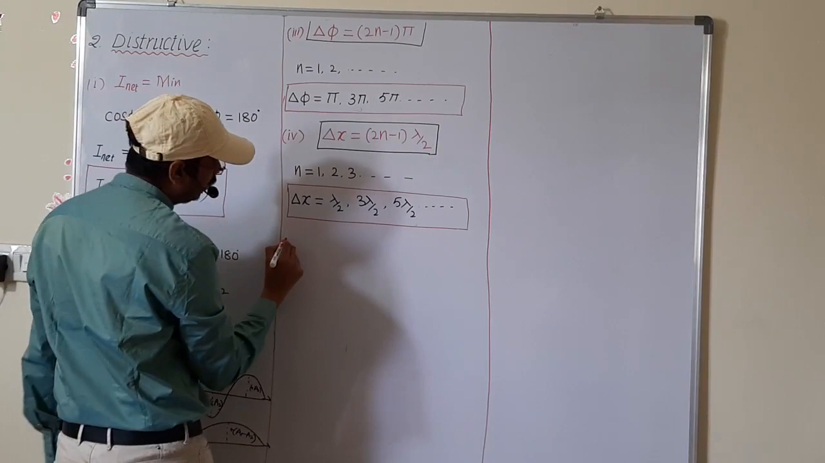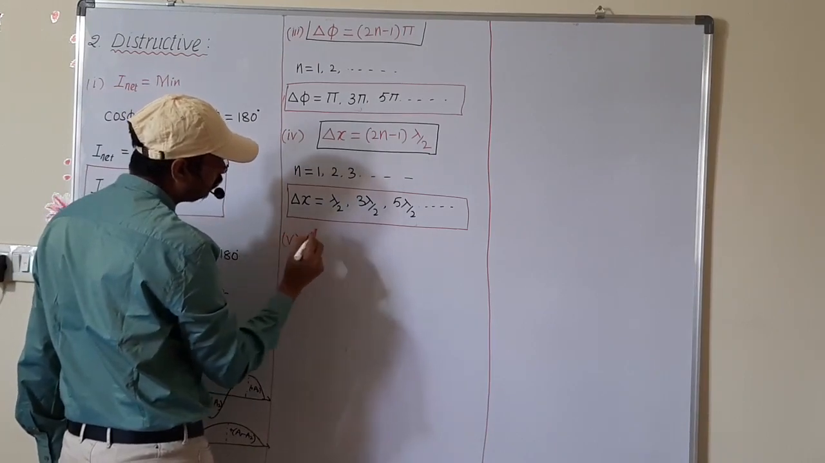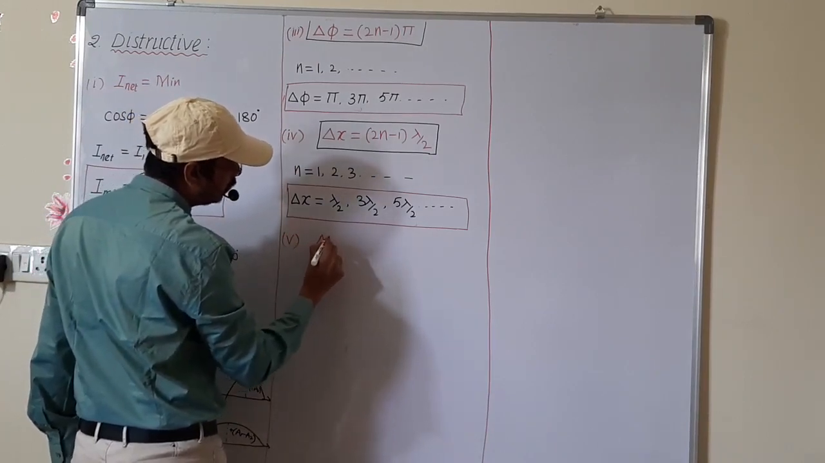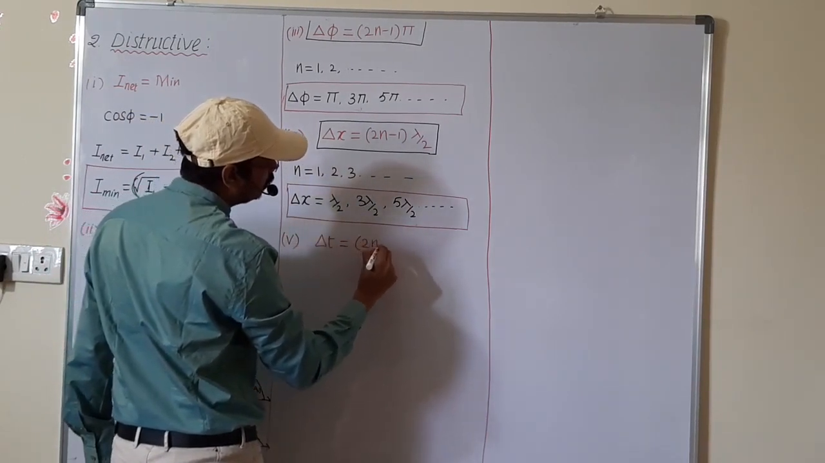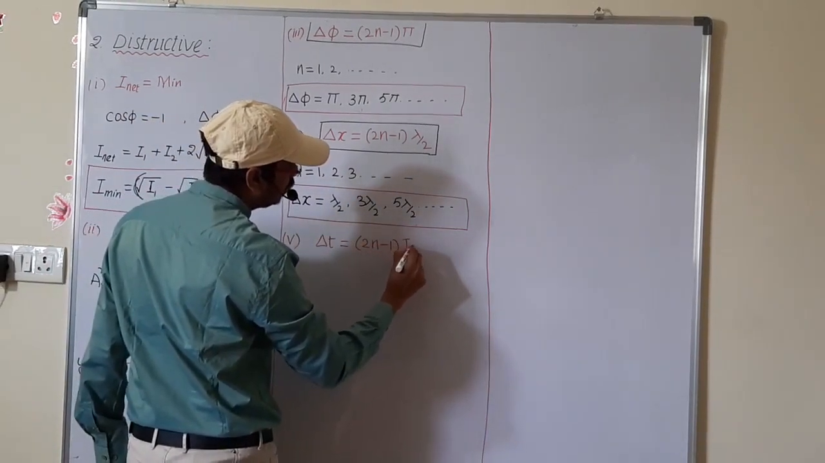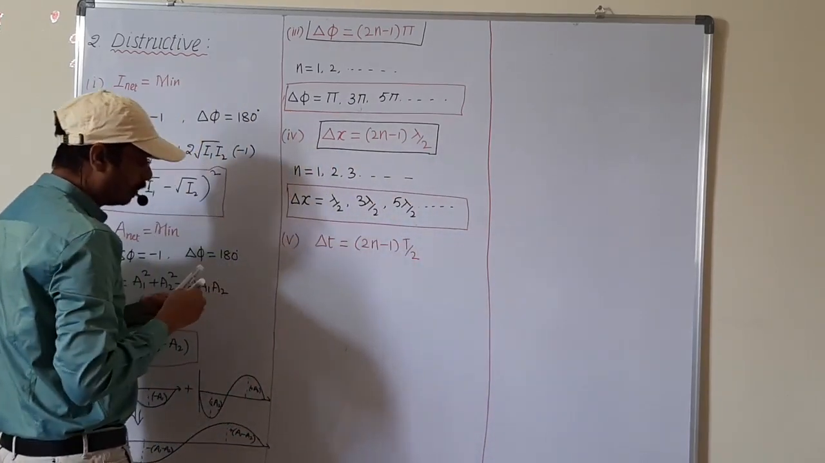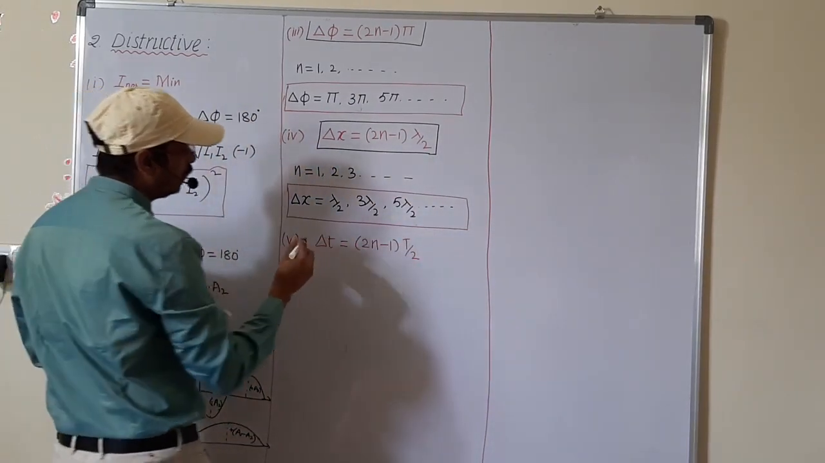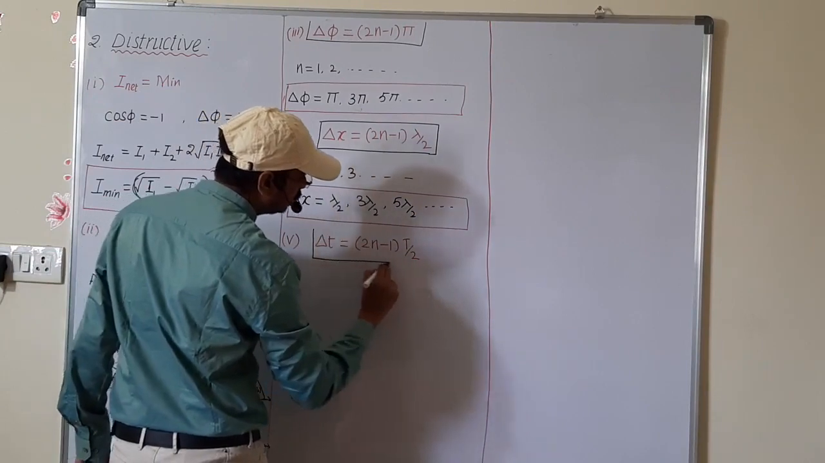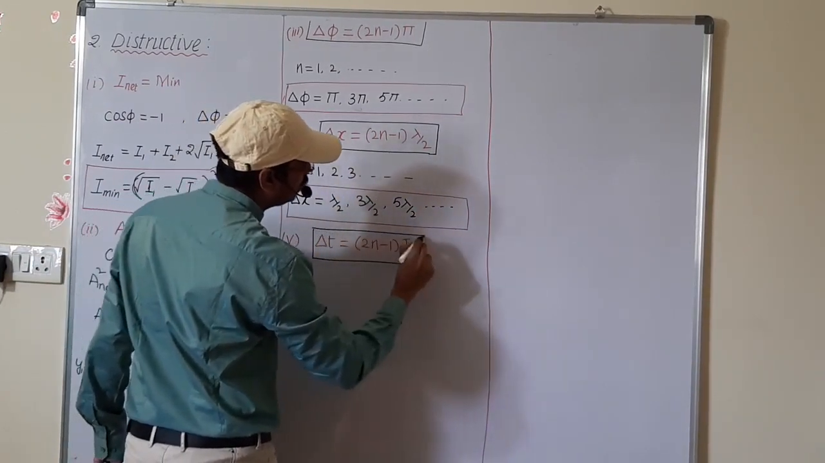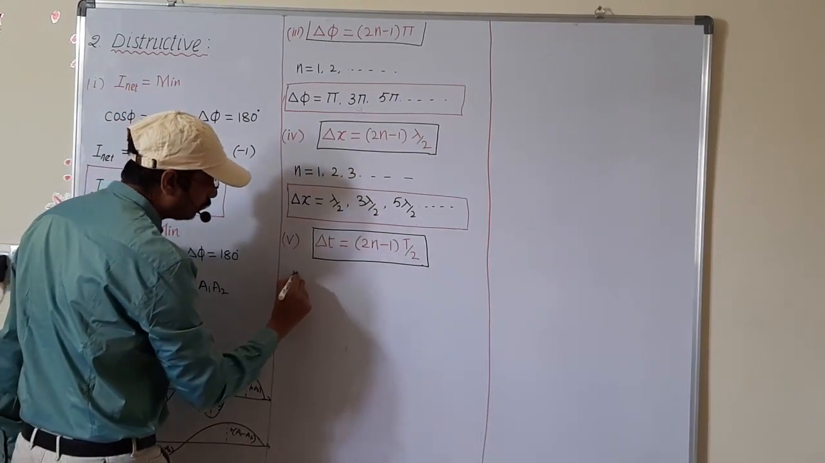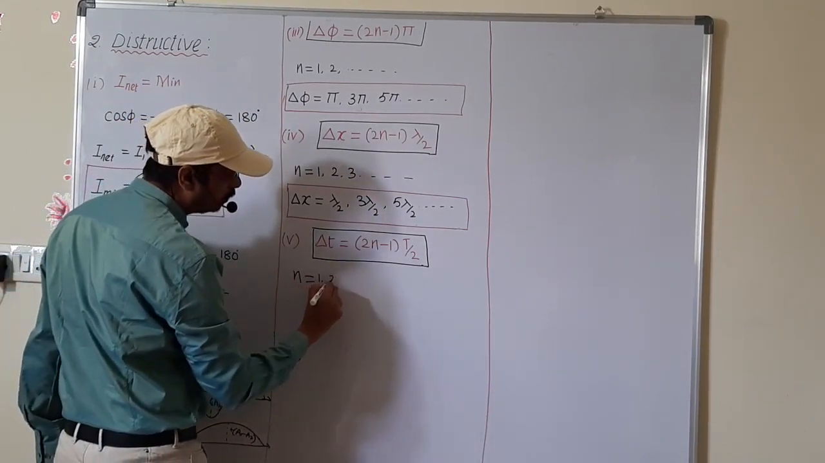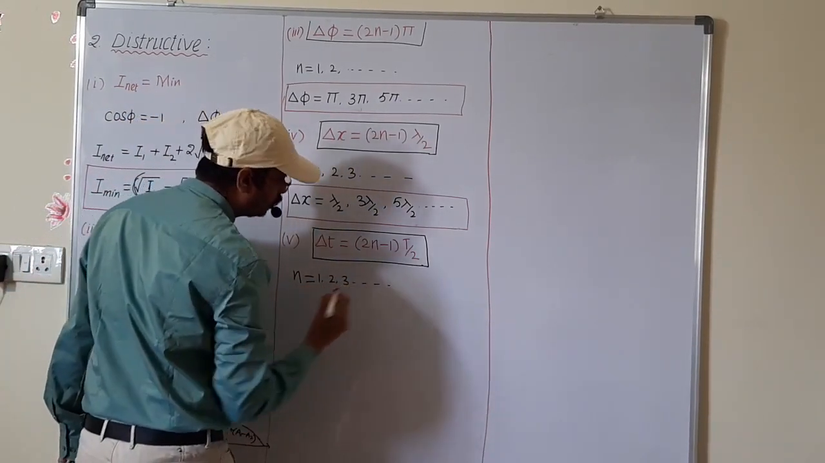Now the fifth one we can take, that is time difference. The time difference is equal to again an odd multiple of T by 2. Whenever you follow this condition, again it will give destructive interference. N value is 1, 2, 3 and so on.